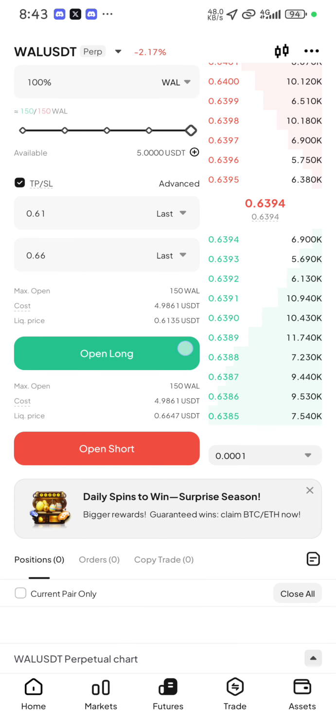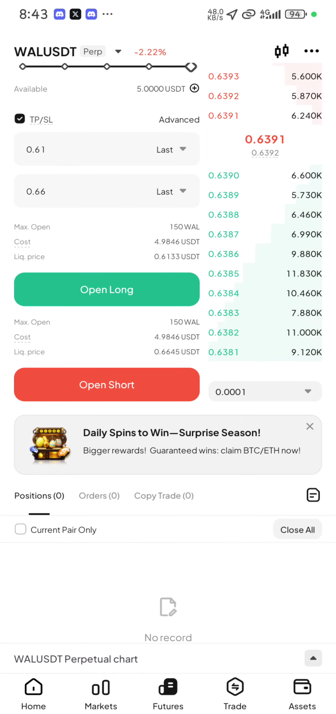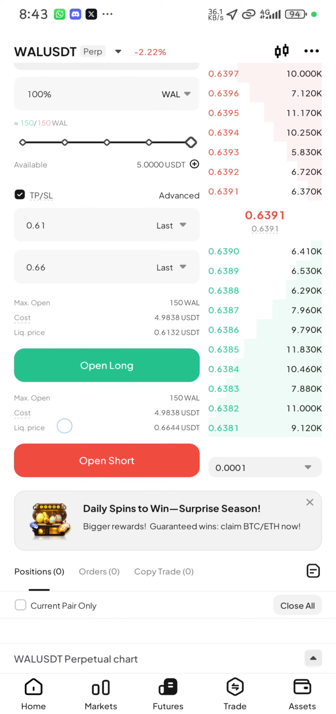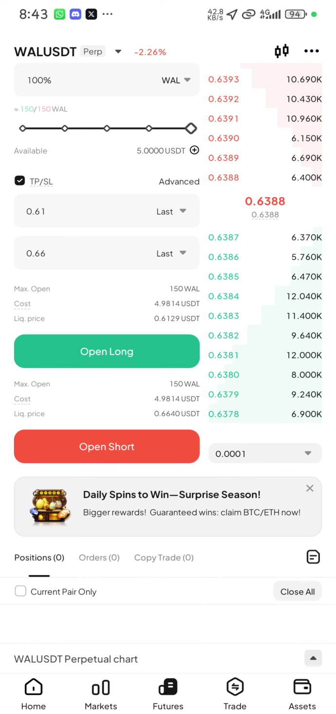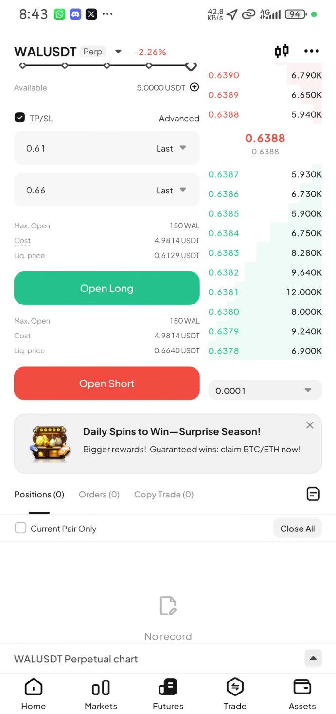So the 0.61 I was showing is for the shorting. If you long your trade and the price is going against you, it's now shorting, when it gets to this 0.61, you will be liquidated. But if you short it and the price is now going up, when it gets to 0.6640, your money will be liquidated. That means everything will just deplete. The whole $5 will deplete. So that's basically the benefit of this take profit and stop loss. That's basically the answer to it.